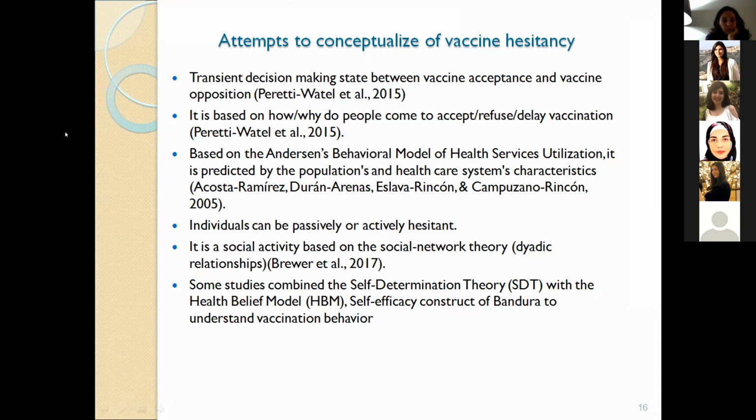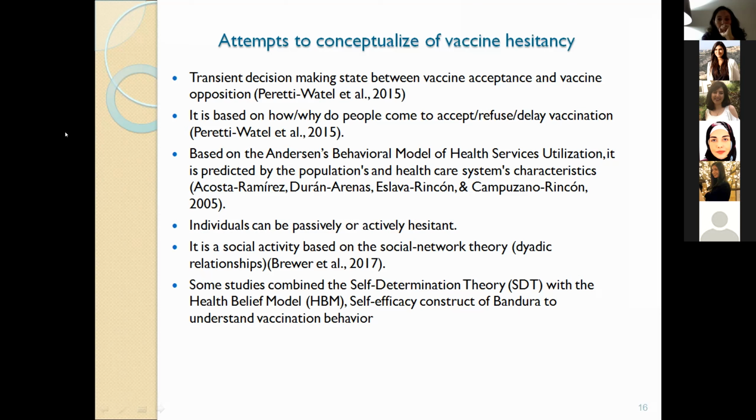Peretti-Wattel said also that it's based on how and why people come to accept, refuse, or delay a vaccination. Then we have another study that followed the Anderson behavioral model of health services. They believe that it's related to population and healthcare system characteristics. Then other authors, like Brewer, said we have two types of hesitancy: either a passive hesitancy or an active hesitancy. And he also said that vaccine hesitancy is like a social activity because, as per the social network theory, it's based on the dyadic relationship between the individual and the physician or the health practitioner, or with other individuals in the community who got vaccinated.